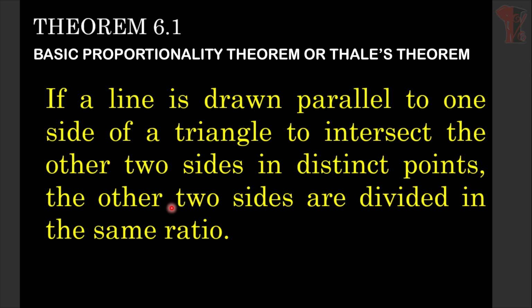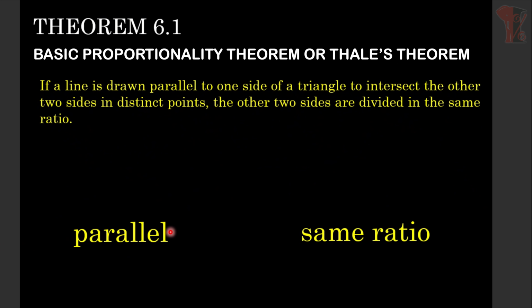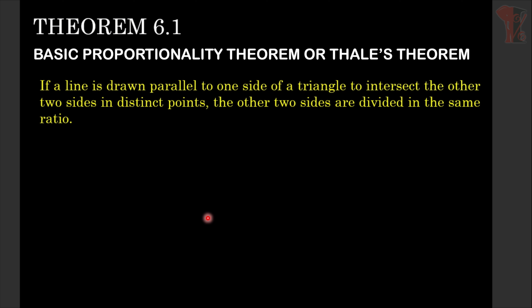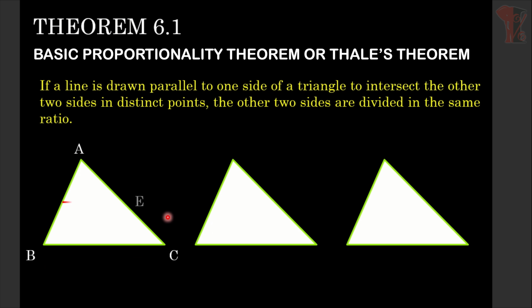Let's understand this better with the diagram. These are the two most important ideas: we are drawing a line and we are getting the same ratio of sides. Now let us consider three different triangles. We will name all the triangles ABC. This line DE is parallel to line BC. As per the statement, we drew one line parallel to one side of a triangle, so what's the ratio? AD by DB is equal to AE by EC.